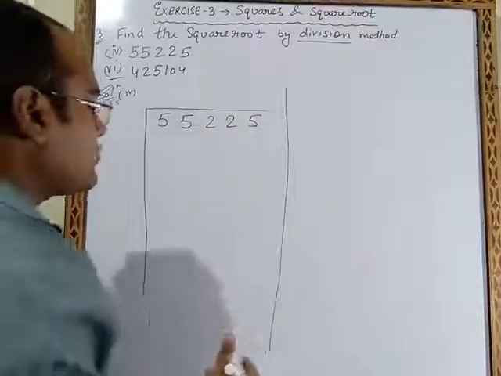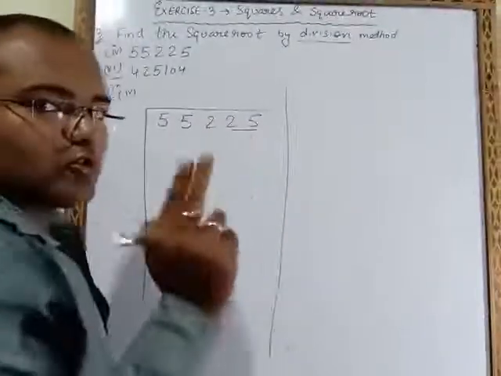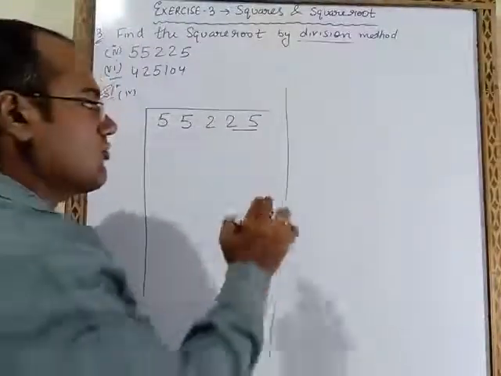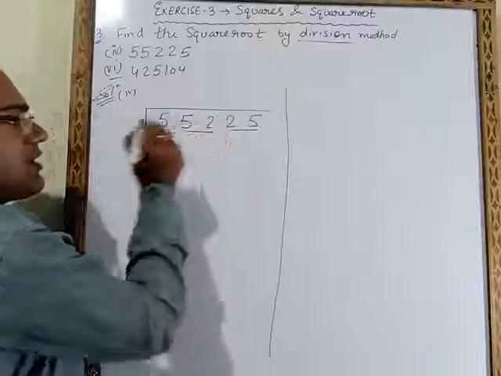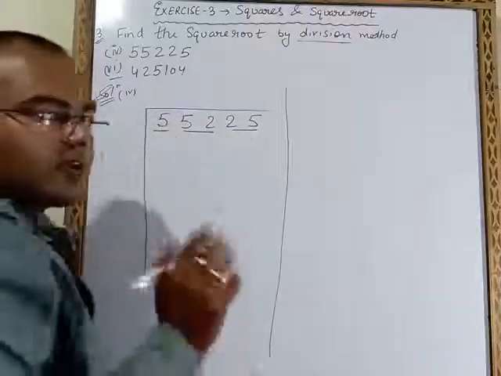55,225. Now what you have to do? From the end, you have to make pairs of 2 numbers. You have to underline 2 numbers. Again we will underline 2 numbers. Now 2 numbers are not there. Only 1 number is remaining. So we will underline 1 only.